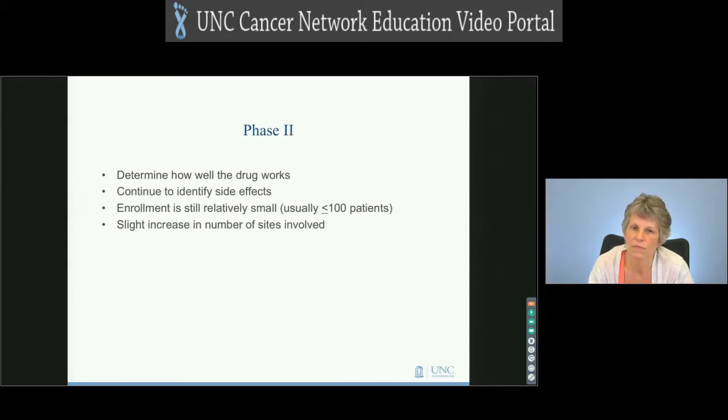Phase 2, we start to look now at how well the drug works. We're still gathering safety information. We're looking at side effects.